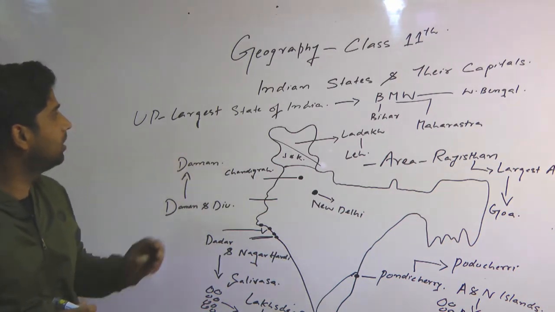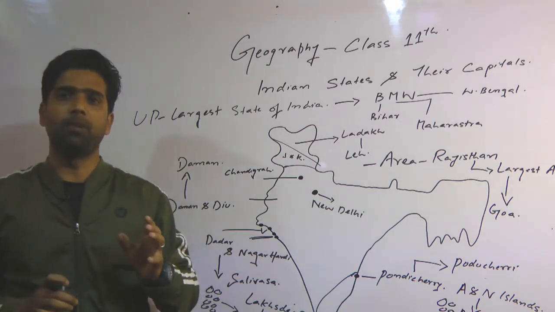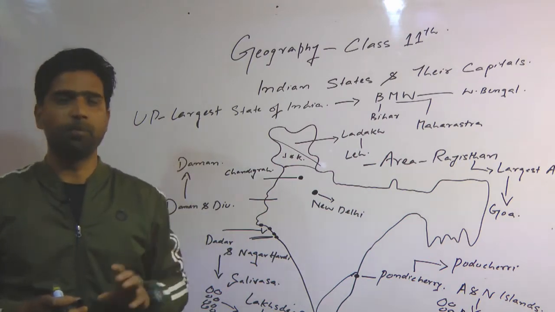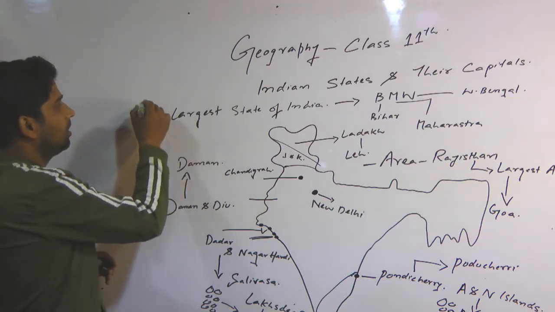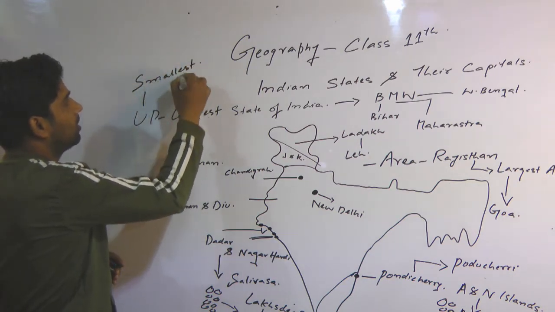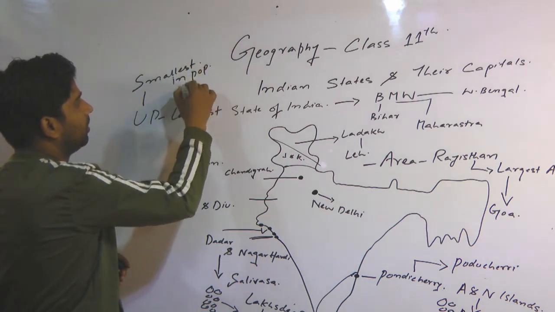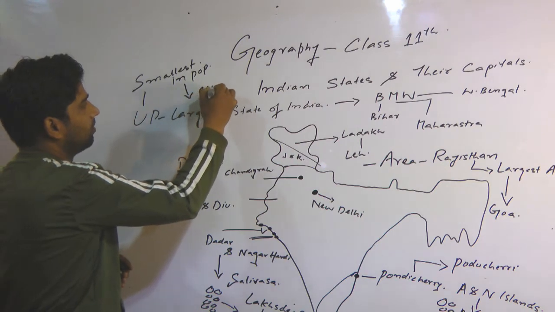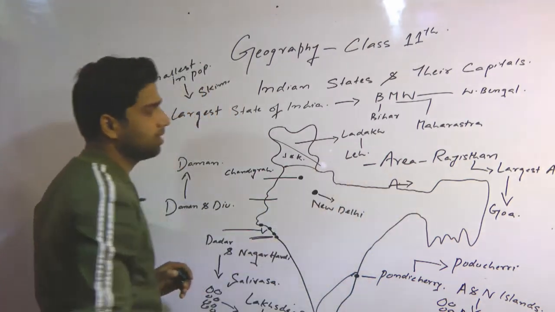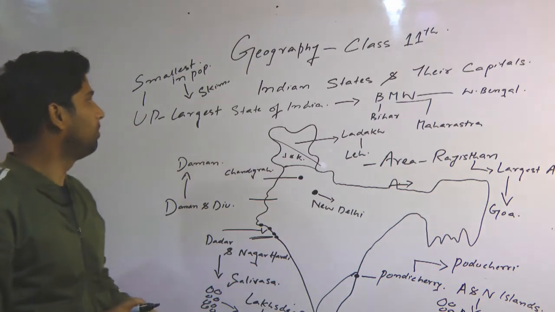And if we look at the smallest state in terms of population, as we know UP is the largest state of India in terms of population, but the smallest in population is Sikkim. It is Sikkim, and it is the smallest state of India in terms of population.